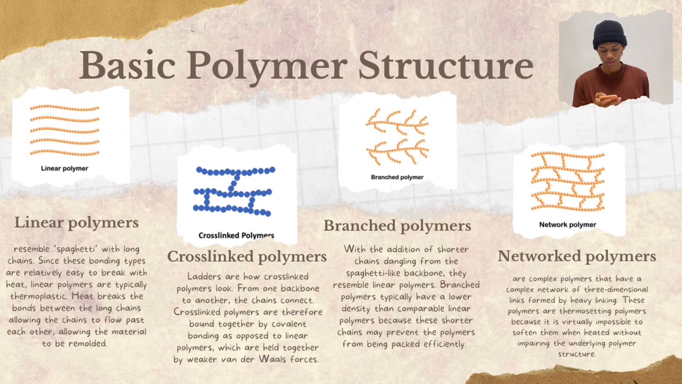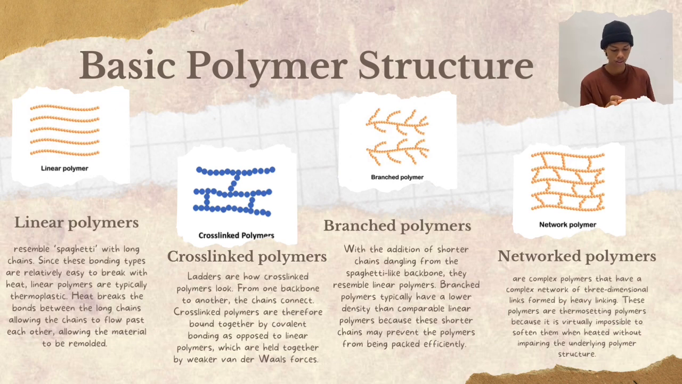So next one is basic polymer structure. The first one for basic polymer is linear polymers. They resemble spaghetti with long chains, since these bonding types are relatively easy to break with heat. Linear polymers are typically thermoplastic, so heat breaks the bonds between the long chains, allowing the chains to flow past each other, allowing the material to be remolded.